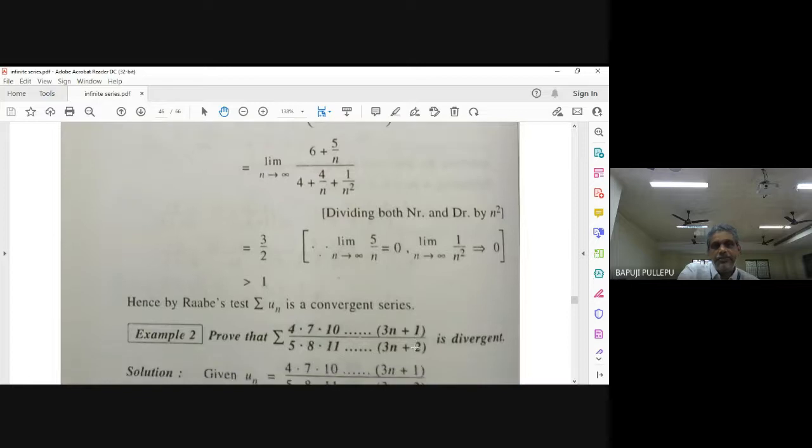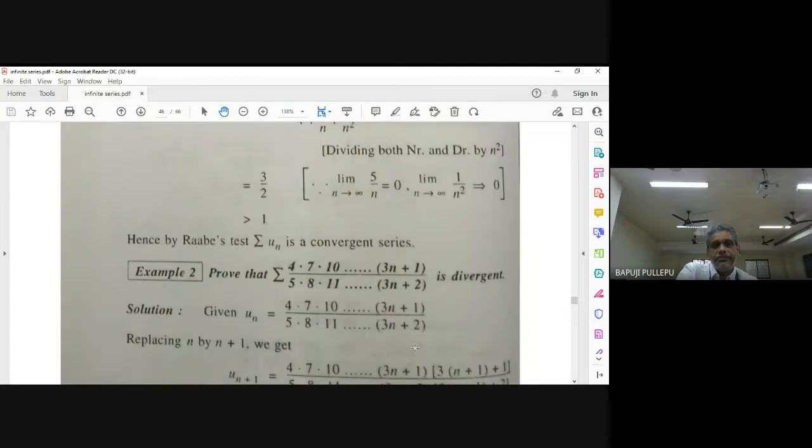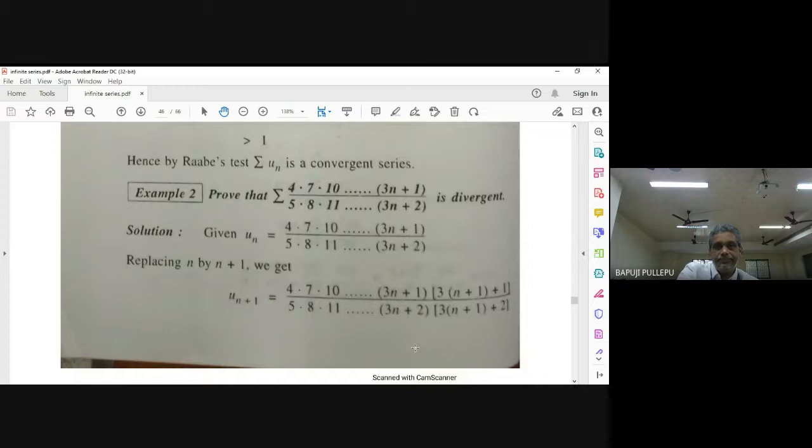So can I have Raabe's test for convergence. Similarly, the second problem you can also try: 4, 7, 10. The term 3n plus 1 is given, so no problem, and the term is given, so you don't worry. Then 4, 5, 8, 11, 3n plus 2.